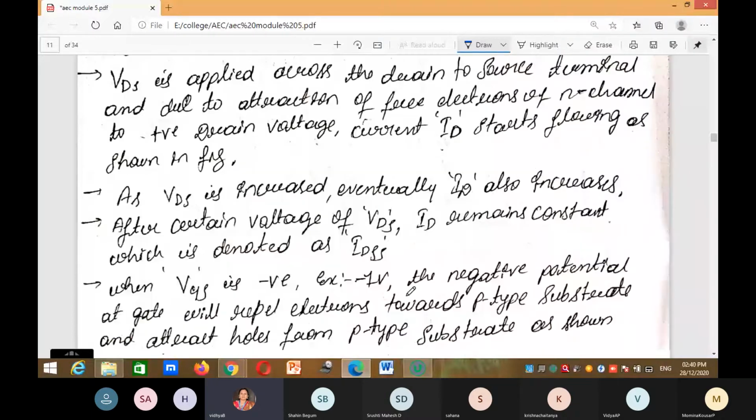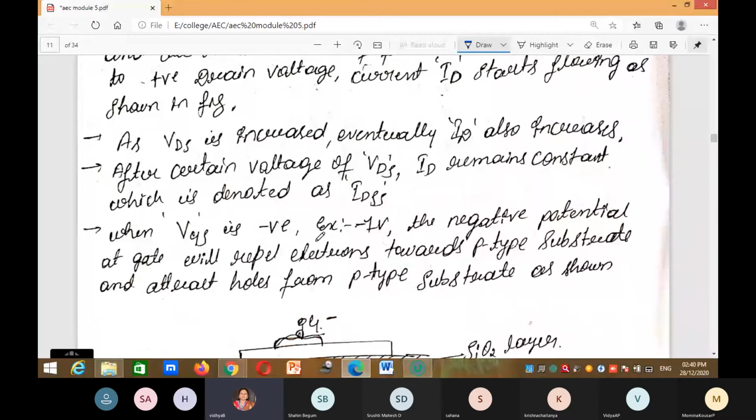When VGS is negative, till now we have discussed when VGS is positive, but when VGS is negative, what happens? If we take an example of -7 volts, think that VGS is equal to -7 volts. Then what happens? Negative potential at gate will repel electrons.